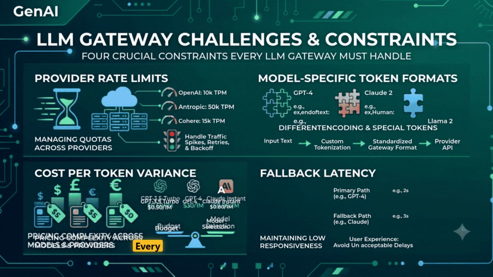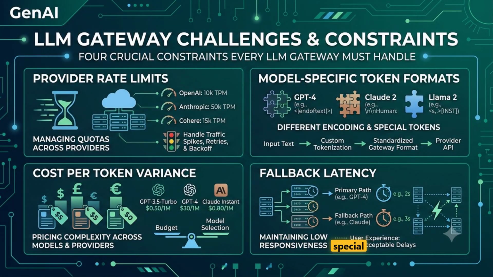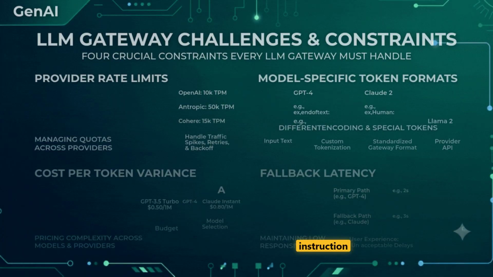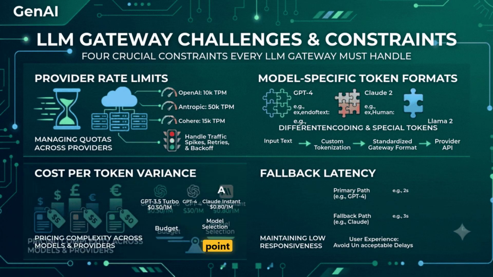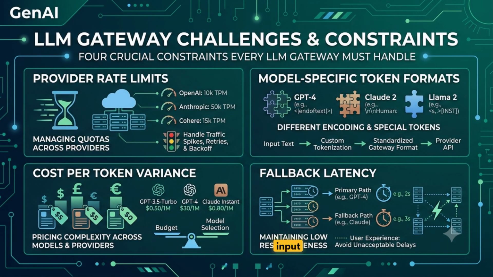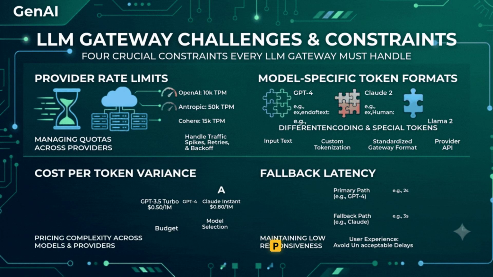Every provider expects completely different special tokens like GPT-4 end-of-text tags versus Claude's human assistant syntax versus Llama's instruction brackets. You cannot simply point a failed request to another vendor without retokenizing the input text through a custom pipeline that normalizes standard gateway format payloads into provider-specific API requests.